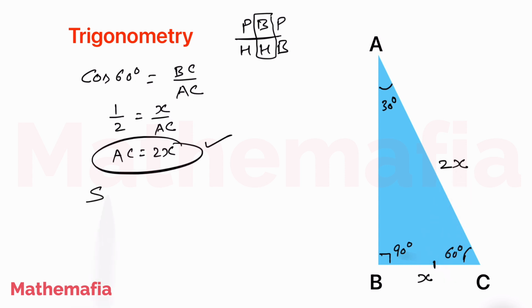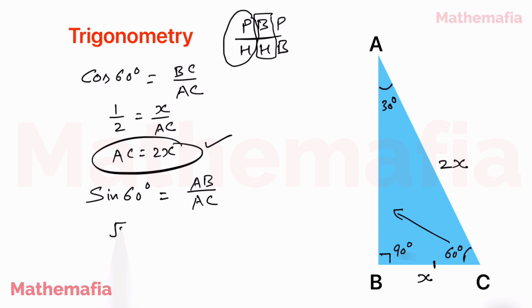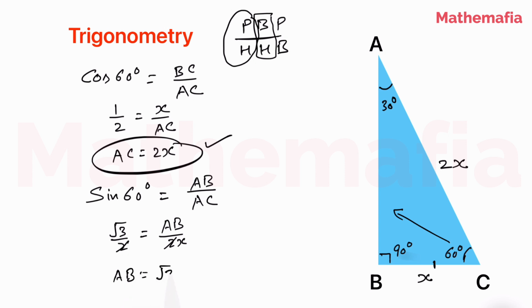Let's now try to find sine 60°. Sine 60° is perpendicular over hypotenuse, and the perpendicular for 60° is AB. So this will be AB over AC. Sine 60° is square root 3 by 2. AB we need to find, and AC is 2x. So 2 will get cancelled. So AB will be equal to square root 3 x, and that's what we wanted to prove, that the length of the other side of this triangle is square root 3 x.